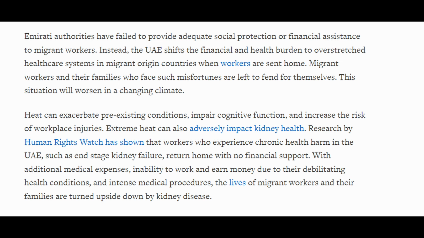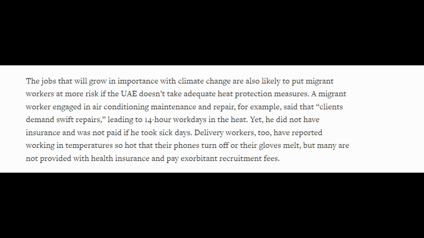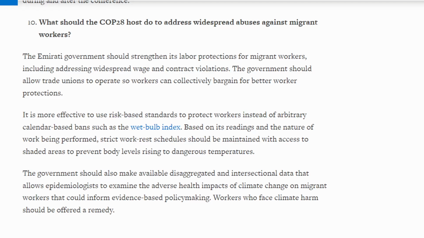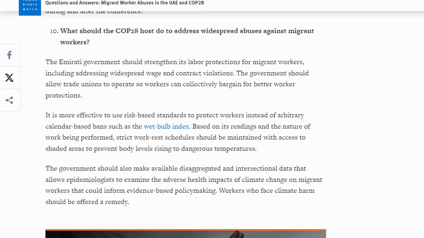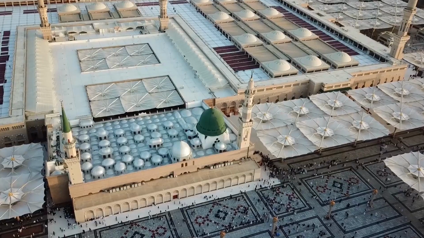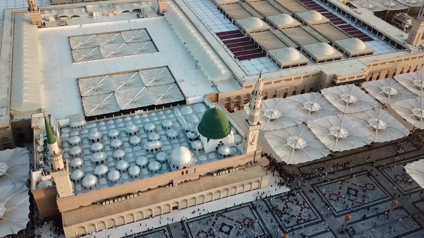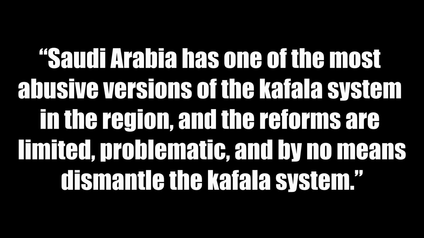Extreme heat in particular exacerbates pre-existing conditions and increases the risk of workplace injuries. To make matters worse, these migrant laborers are not given access to cold water or shaded rest areas. The UAE has likewise introduced reforms to their labor laws, though these reforms leave much to be desired. The previously mentioned Deputy Middle East Director at Human Rights Watch said in reference to Saudi Arabia, "Saudi Arabia has one of the most abusive versions of the kafala system in the region, and the reforms are limited, problematic, and by no means dismantle the kafala system."